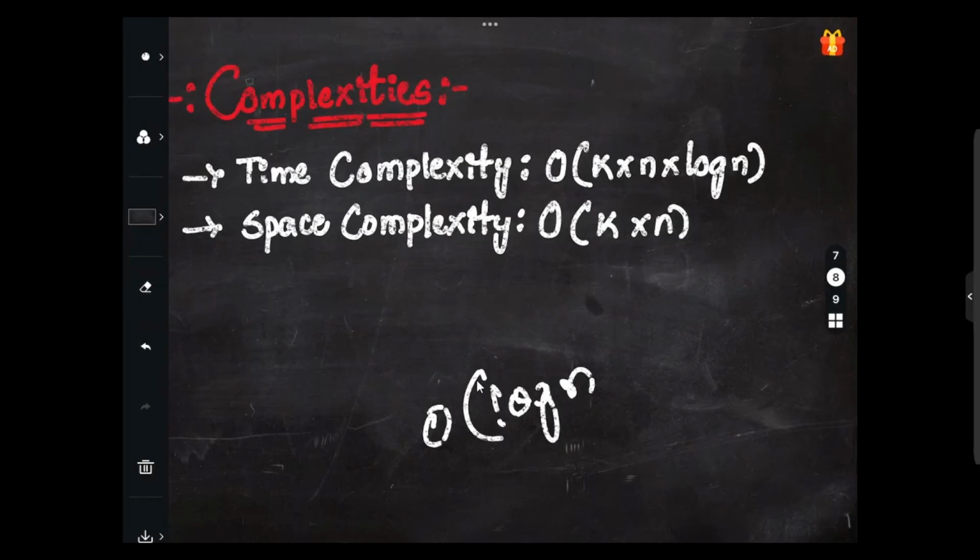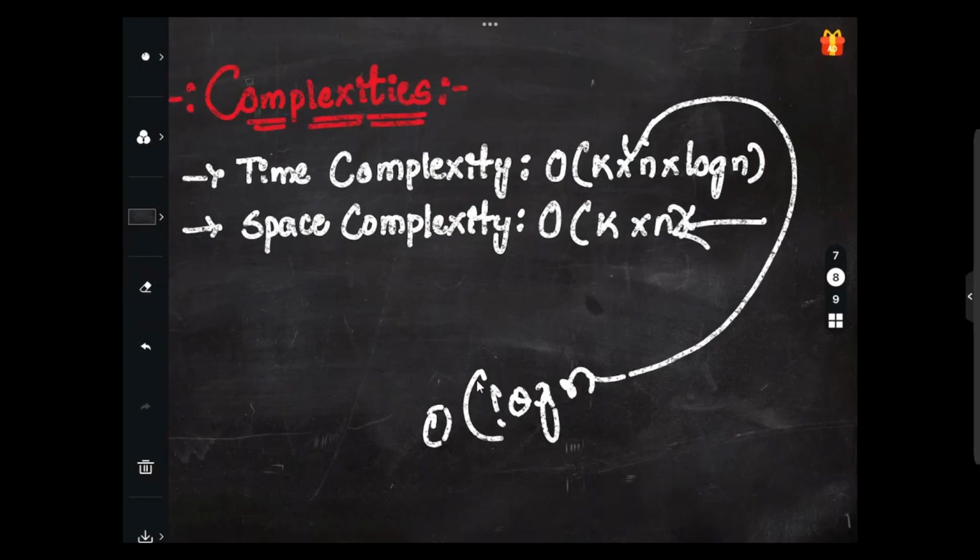So overall time complexity would lead to big O of k into n into logarithmic n, right? So what would be the space complexity here? The space complexity would be big O of k into n, because we will be making use of a dp array of size k plus 1 into n.